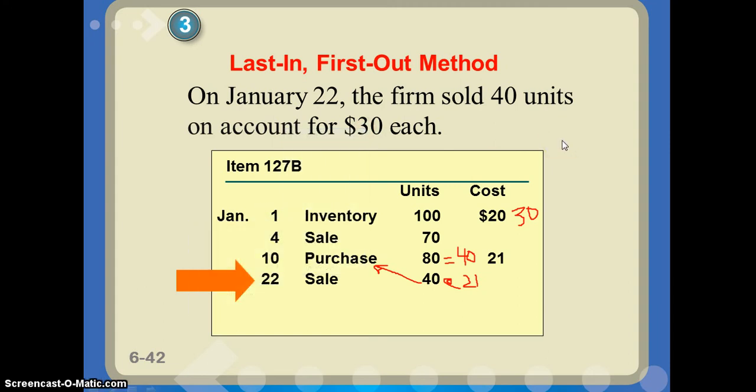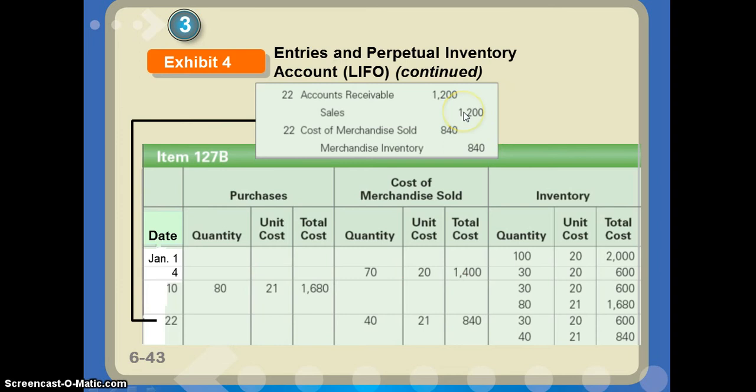Hopefully your journal entry looks like this. Accounts receivable, you're billing them for $1,200, sales are $1,200. That is the number of units times the sale price. Cost of merchandise sold, number of units times the last in, which was the $21 items, for a total of $840.